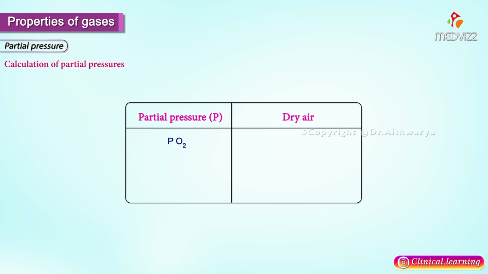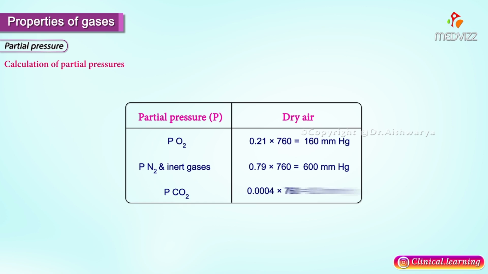So the partial pressure of oxygen, that is PO2, in dry air is therefore 0.21 times 760 millimeters of mercury, or 160 mm of Hg at sea level. And PN2, that is the partial pressure of nitrogen and the other inert gases, is 0.79 into 760, which is 600 millimeters of mercury, and the partial pressure of carbon dioxide is 0.0004 into 760, which is equal to 0.3 millimeters of mercury. So these are the partial pressures of different gases in the air.